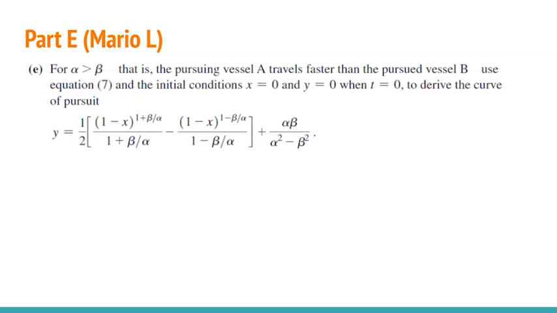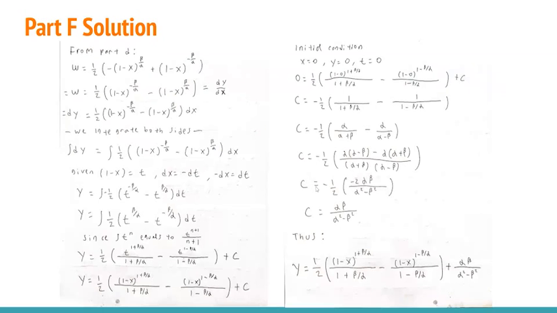So what we're going to do now is we get the equation from part D, which is w equals 1/2 times -1 minus x to the power of beta over alpha plus 1 minus x to the power of negative beta over alpha. And we can rewrite this equation as w equals 1/2 times 1 minus x to the power of negative beta over alpha minus 1 minus x to the power of beta over alpha. And this equation equals dy over dx.